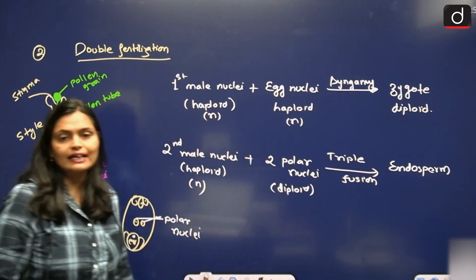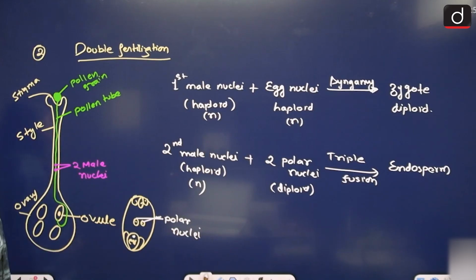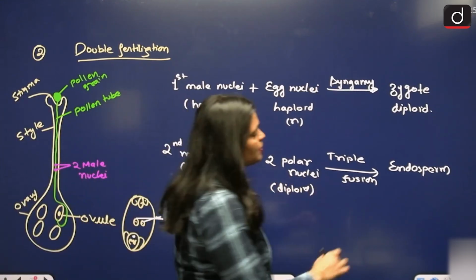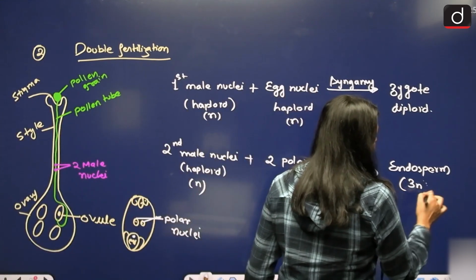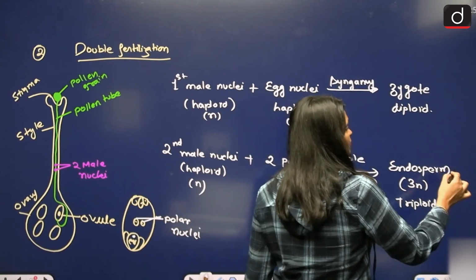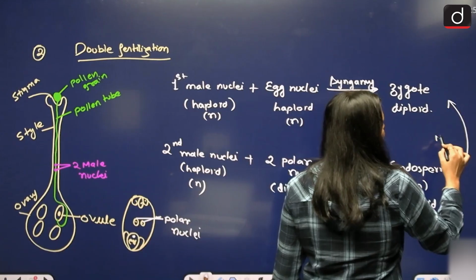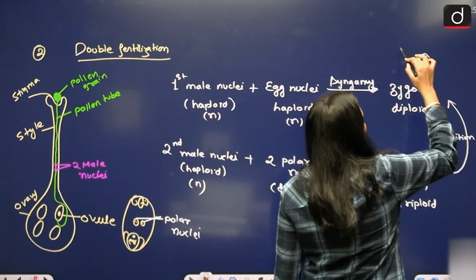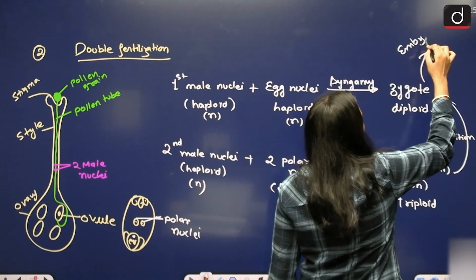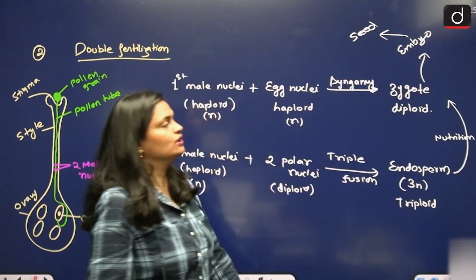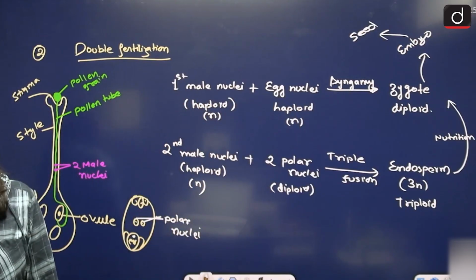So what you will get as a result? Endosperm. All right. So now this endosperm is what? Having 3N, triploid. Now this endosperm will provide nutrition to the zygote, and this zygote is converted into embryo, and then embryo is converted into seed. So like this the process is going on.